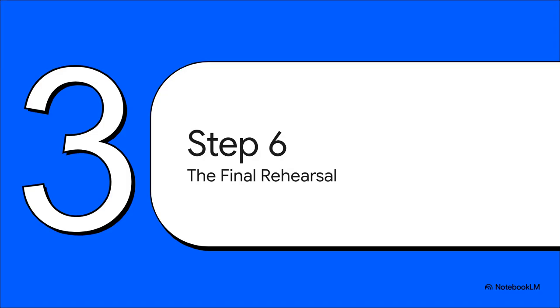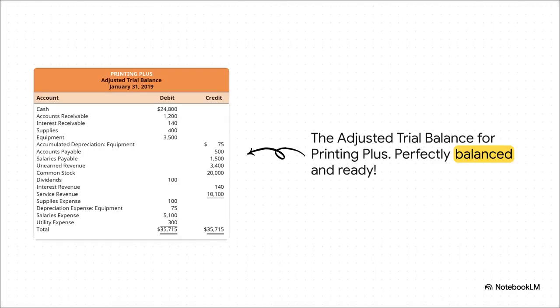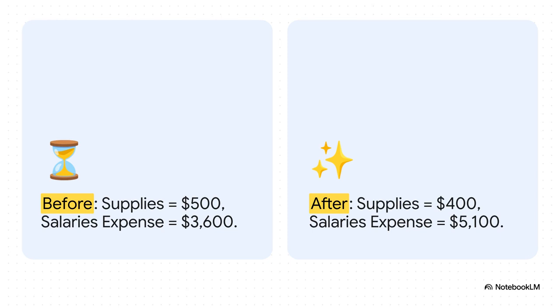Okay, on to step 6, the final rehearsal. After making all of those little adjustments, we're going to run one more trial balance. You can think of it as the final check to make sure everything is absolutely perfect before the main event. And here it is, the adjusted trial balance for Printing Plus. It is perfectly balanced and totally ready for the show. You'll probably notice some new accounts popped up, like supplies expense, and the balances for some other accounts have changed as well. So what really changed?